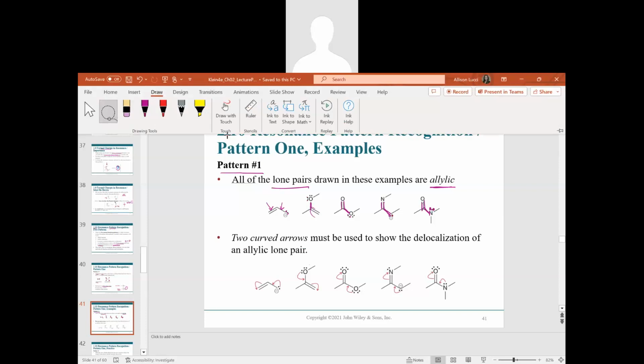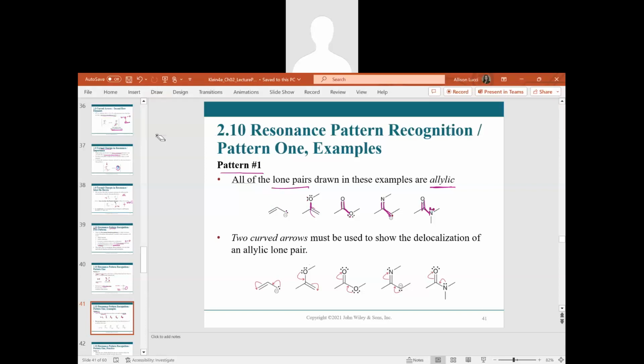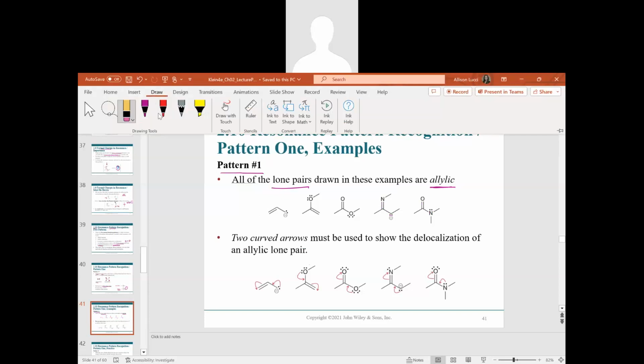So let's get rid of all these notations up here so we can compare. This is the before structures, and then we see these red curved arrows down here, which indicate how these electrons can be moved.